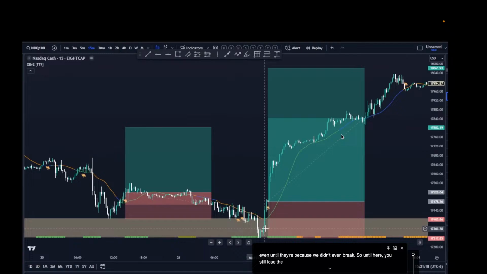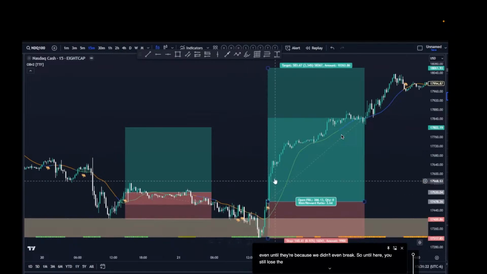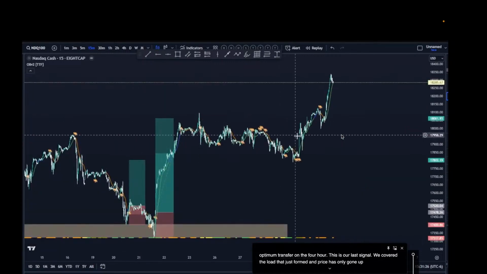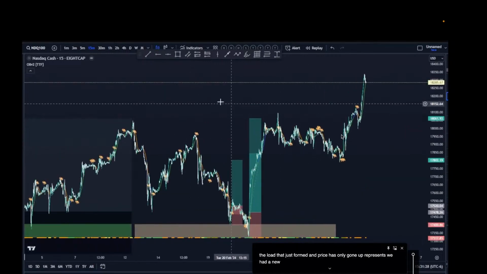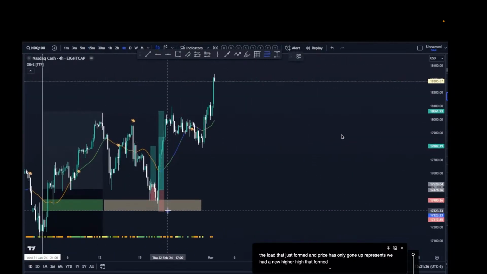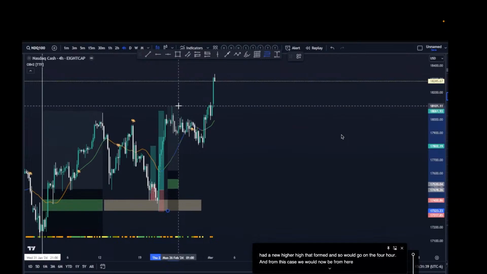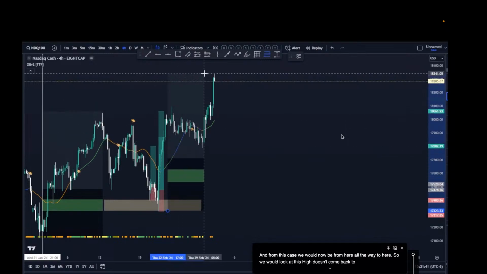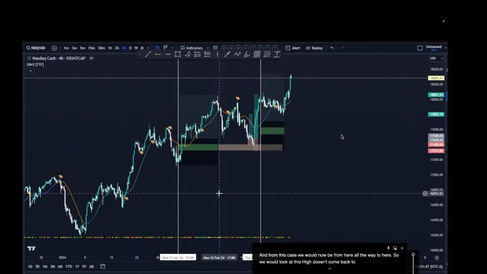into the optimal trade entry on the 4 hour. This is our last signal. We covered the low that just formed, and price has only gone up ever since. We had a new higher high that formed, and so we'll go on the 4 hour. And in this case, we would now be from here all the way to here. So we would look at this high, it doesn't come back to the 61, so we would be here. That's that.